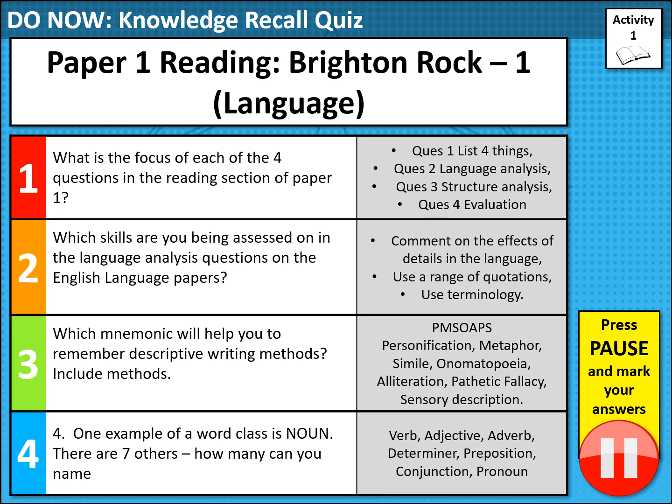And finally, hopefully you remembered verb, adjective and adverb. The others were tricky. Determiners are words like the and a. Prepositions would be under or beside. A conjunction would be and or because. And a pronoun would be he or us. Don't forget these word classes count as terminology so you can use them in the language section of your exam.